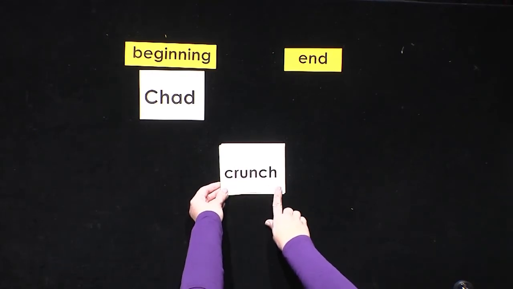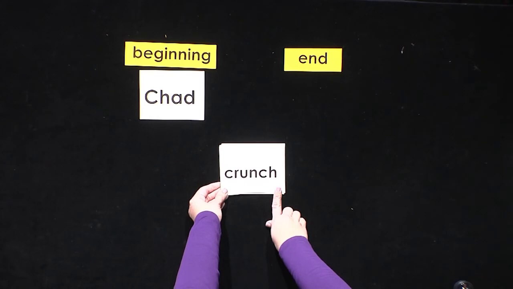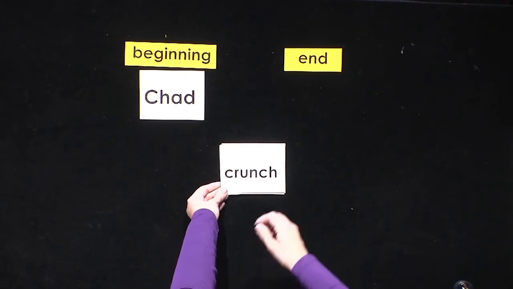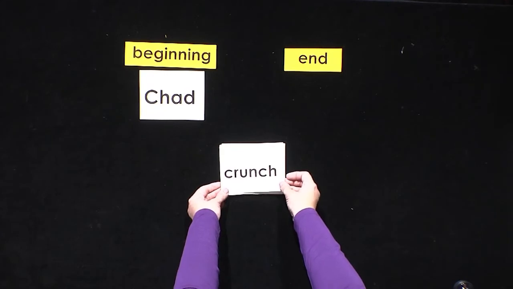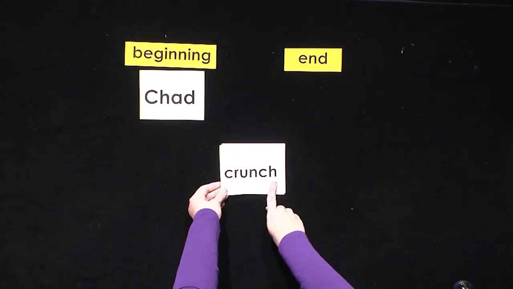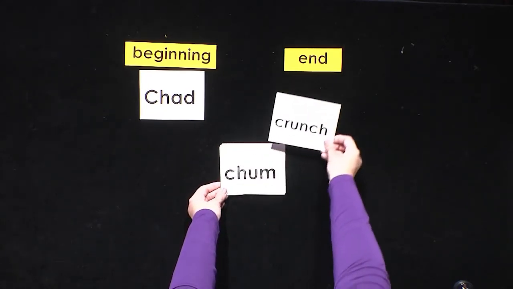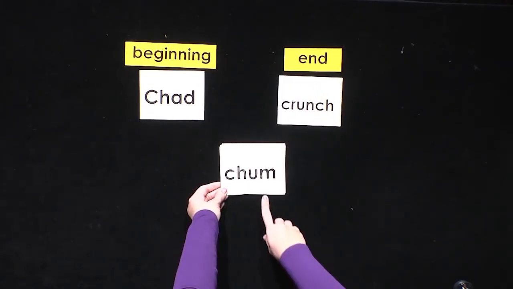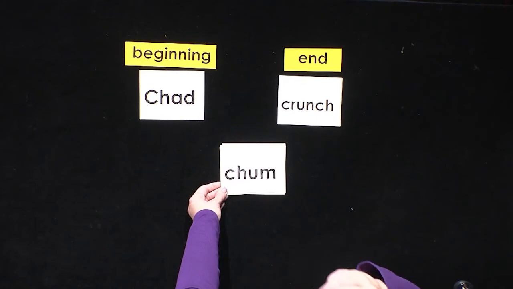Say crunch. Where in this word do you see digraph CH? Do you see it at the beginning or the end of the word? It's right here at the end of the word. So we'll put it in the column labeled end. Say chum. Does chum have digraph CH at the beginning or the end of the word?